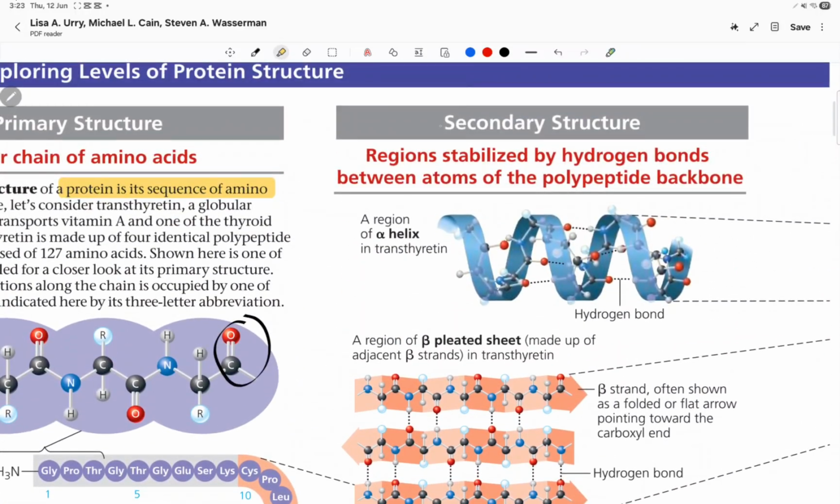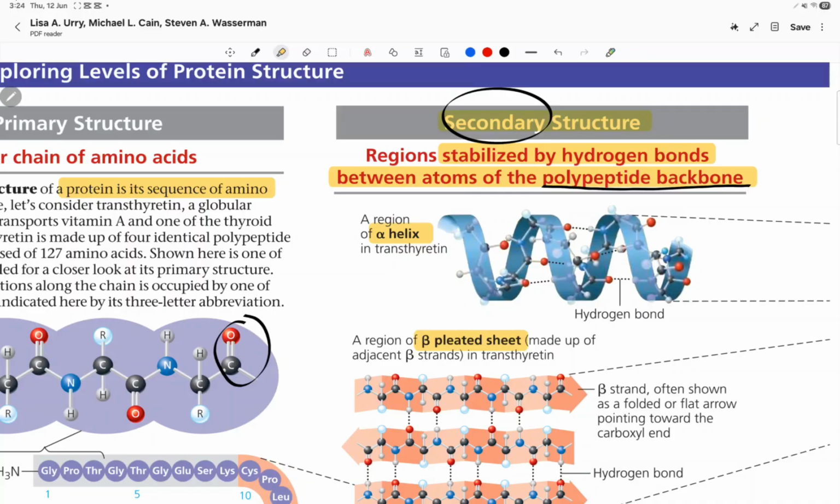Next step is going to be the secondary structure, which is going to be stabilized by hydrogen bonds. Between what? Between the atoms of the polypeptide backbone. The backbone. That's very important here. So if we're discussing hydrogen bonds of the backbone, then we're discussing the secondary structure. We have two types. We have the alpha helix. We also have the beta pleated sheet.